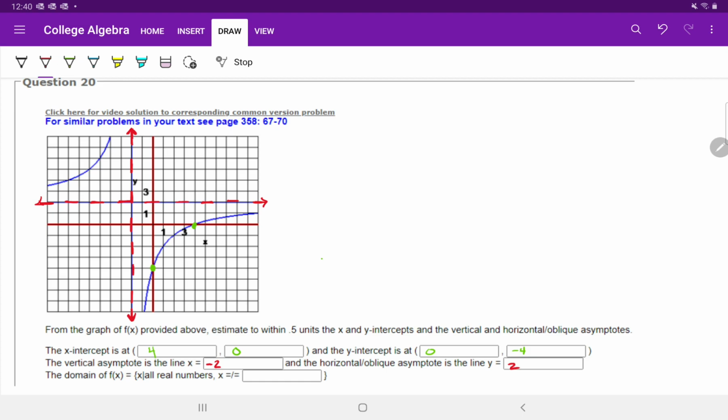And they want to know the domain. Again, the domain is going to be closely tied to your asymptotes. Look at this vertical asymptote that goes through x equals -2. This whole vertical line is a place where we will never have any values of our function represented because our function can't cross this line. So we will never have -2 as a value in our domain.